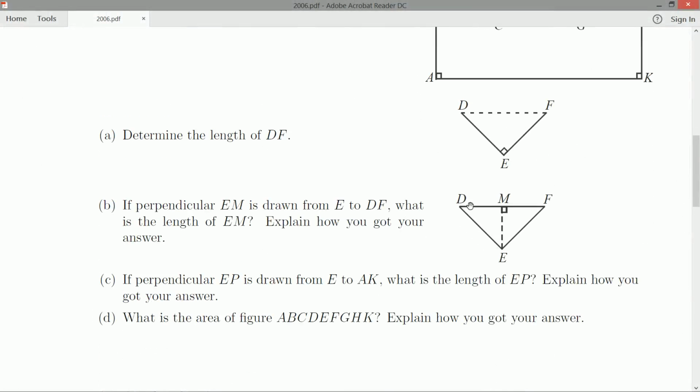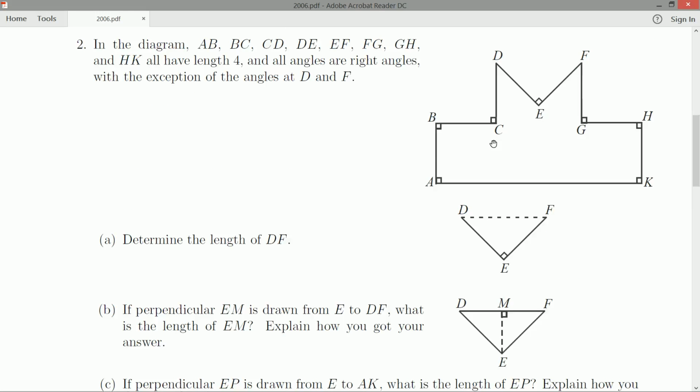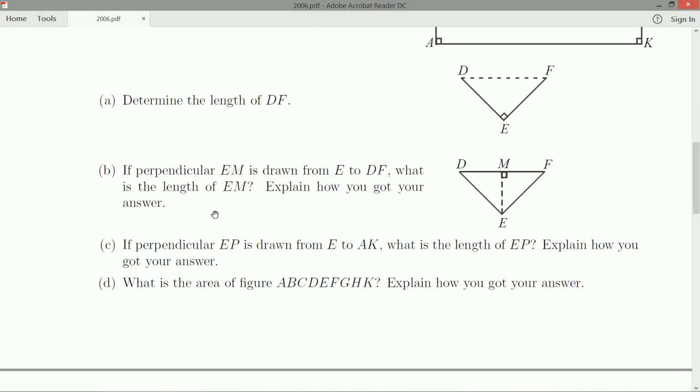Okay. Actually, looking ahead, we never have to calculate AK exactly. The closest we get is what is the area of this figure, and we'll talk about that when we get to it. But let's look at B part now. If perpendicular EM is drawn from E to DF, what is the length of EM? Explain how you got your answer.